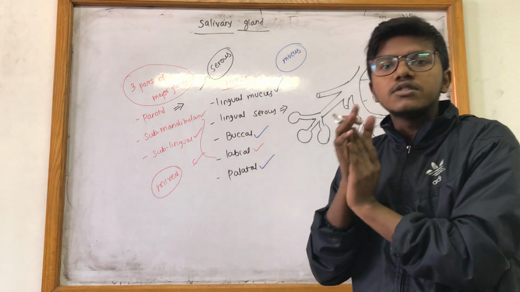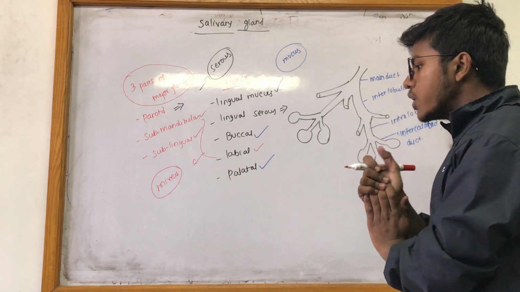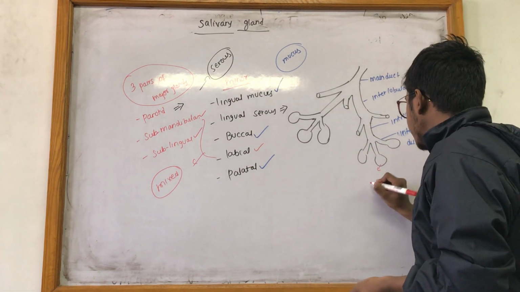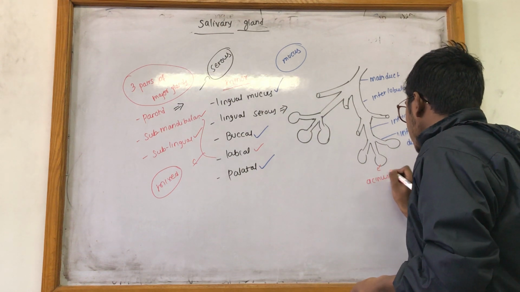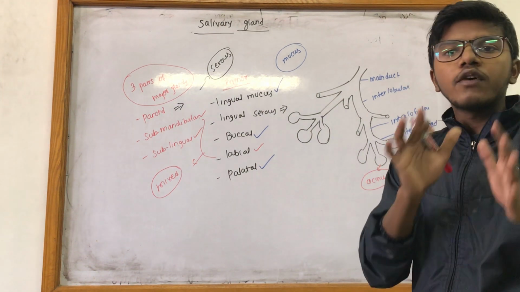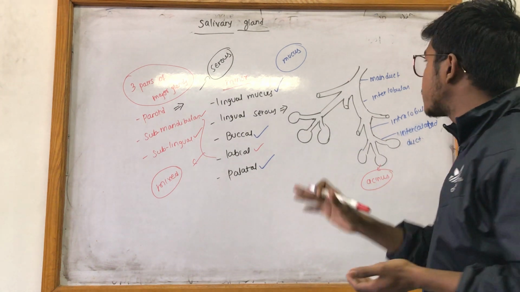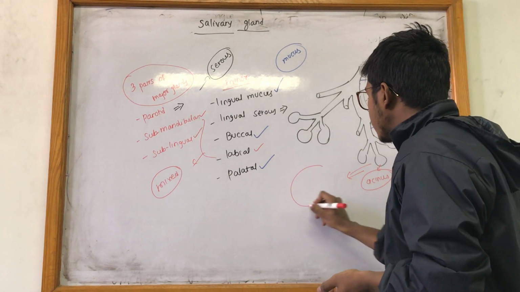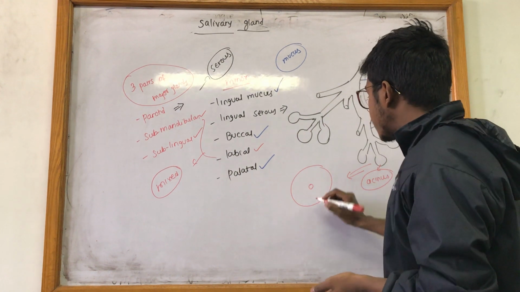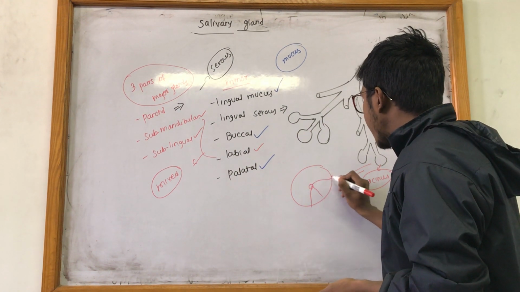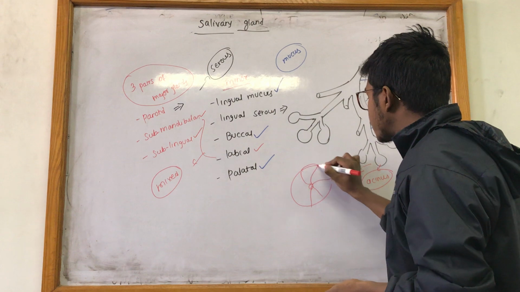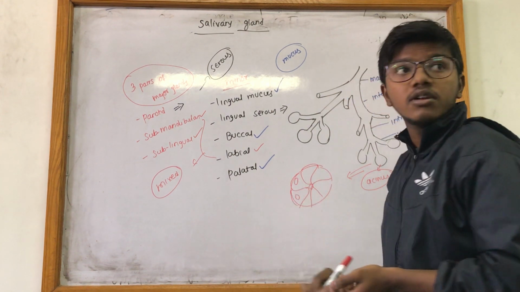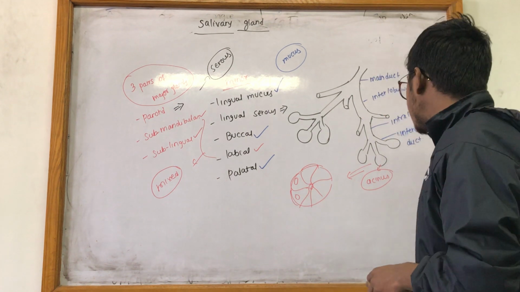Now coming to the histological structure. Each salivary gland is formed by individual acini. The acinus is the functional unit of the salivary glands. If we see the structure of an acinus, it has a central lumen and pyramidal, triangular cells. It has a basal nucleus and various secretory granules as well.